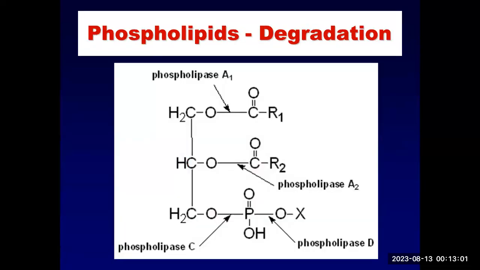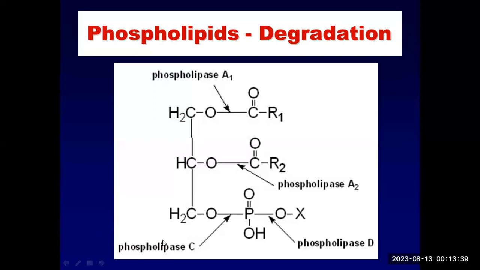Degradation of phospholipids. Phospholipids are degraded by 4 different enzymes, which are specific for a specific carbon number. The one is phospholipase A1 that removes the fatty acid at carbon number 1 of the glycerol, and the second one, phospholipase A2, removes the fatty acid attached to carbon number 2 of the glycerol.